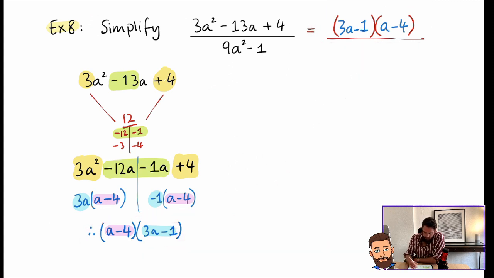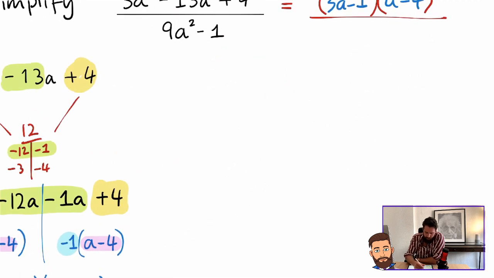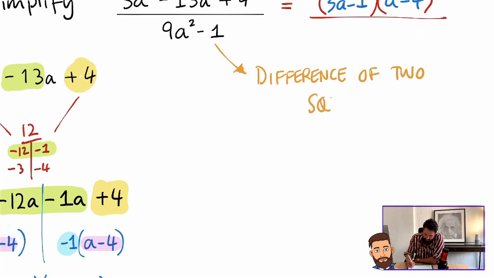So now it's our job to look at the bottom and see what is going on with this. Well, what have we got? We've got minus 1 taken away from 9a squared. Well, is it the difference of 2 squares? Is it the difference of 2 squares? Yes, it is. Why is it?